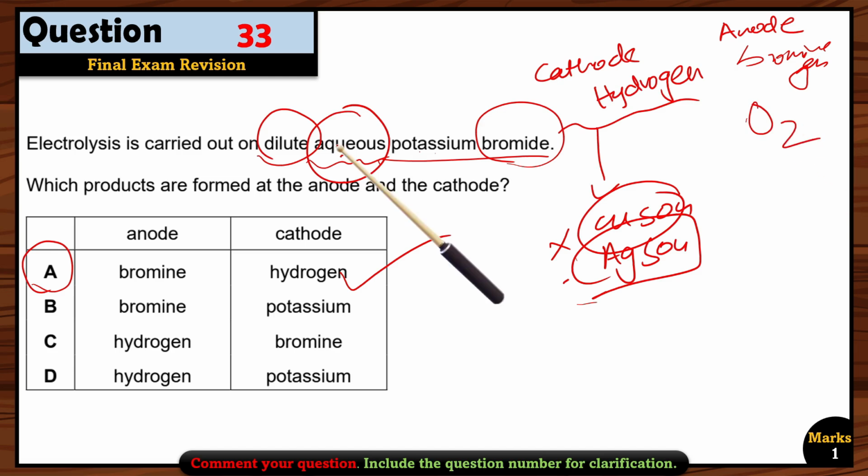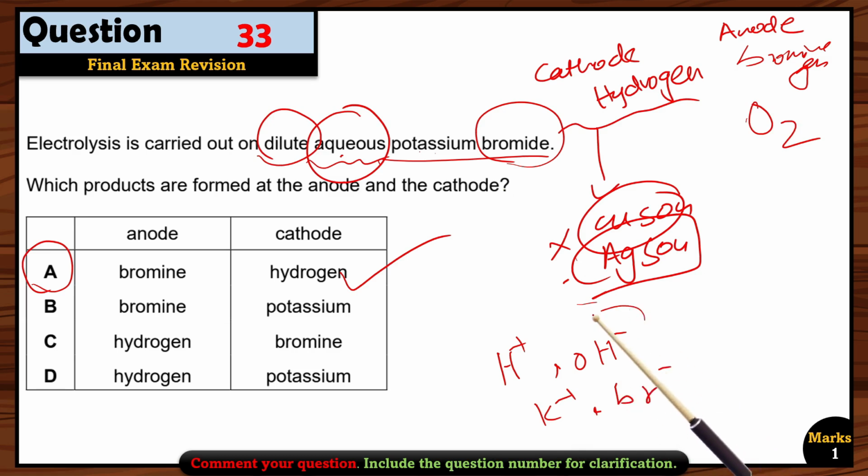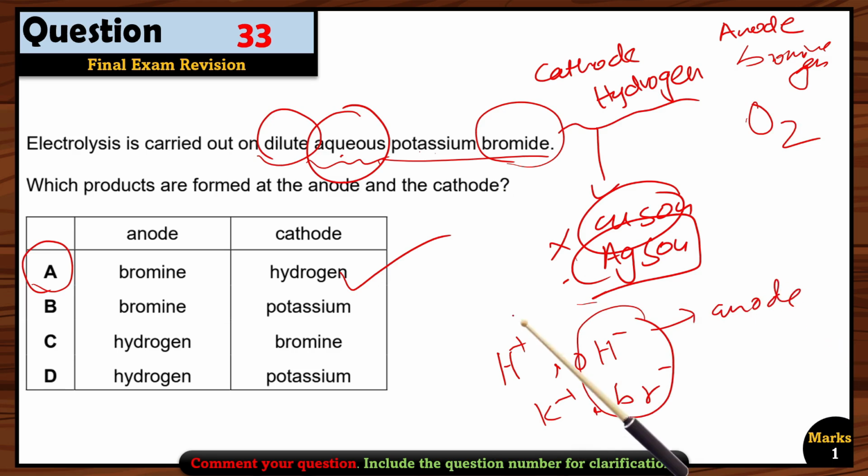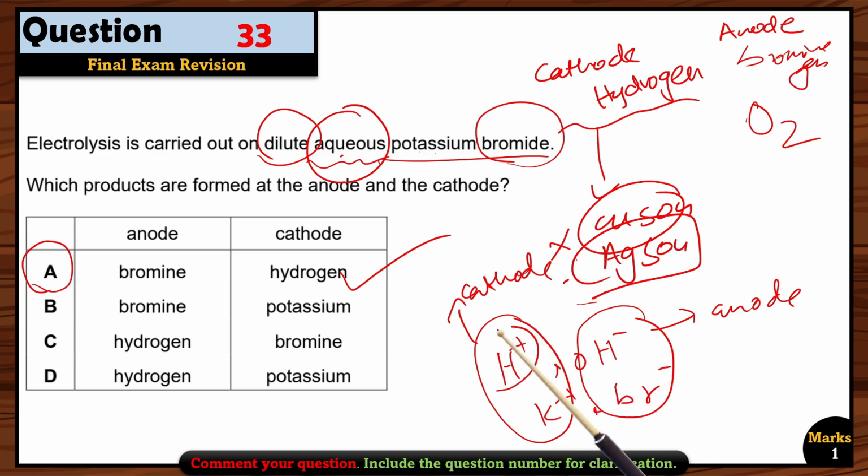Why oxygen? Because in the aqueous solution, if you remember, we have water. So we have hydrogen ions, hydroxide ions, and then potassium ions and bromide ions, right? So these will move towards the anode. Who will move towards the anode? These two, and the others can move towards the cathode. But in the presence of hydrogen ions, the metal cannot move towards the cathode. That's why you will get hydrogen gas at the cathode.